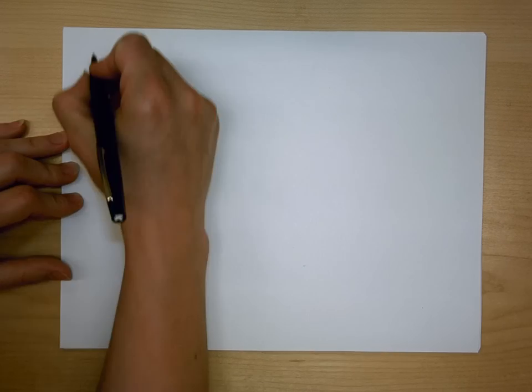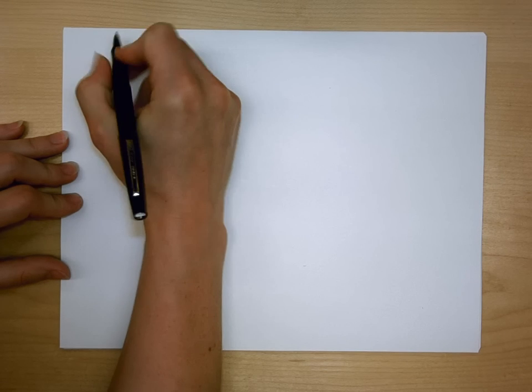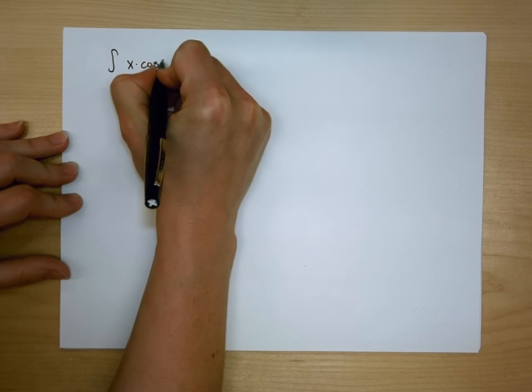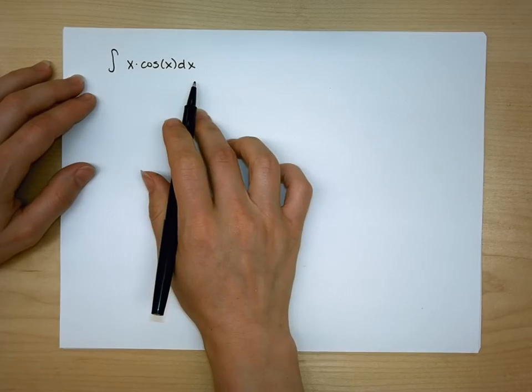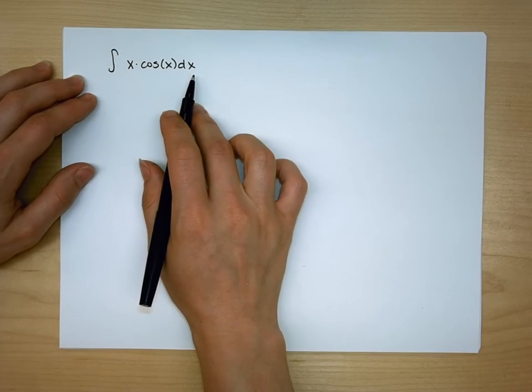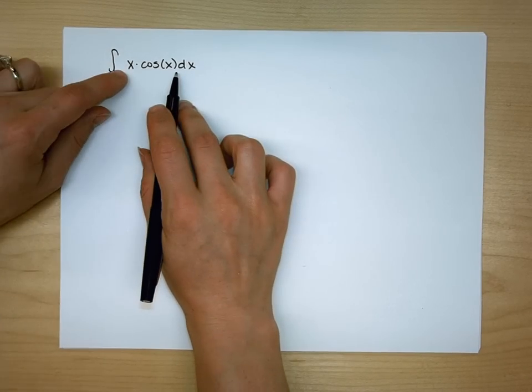So today we're going to look at another technique of integration. Let's say that we were presented with the integral of x times cosine x, and we wanted to figure out what this integral was. That is, what function did I take the derivative of in order to get this?